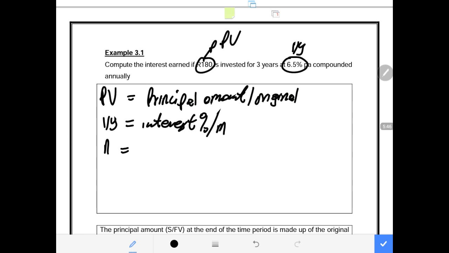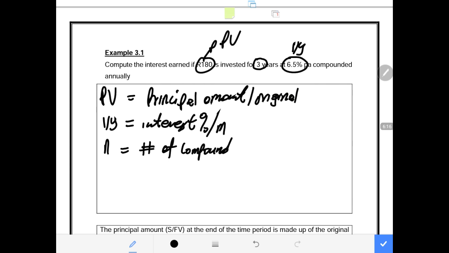N is time in years, but I want to say that n is the number of compounds in a period of the investment. That means if we are compounding the investment once a year, and the investment is over a period of 3 years, that means our n will be 3.